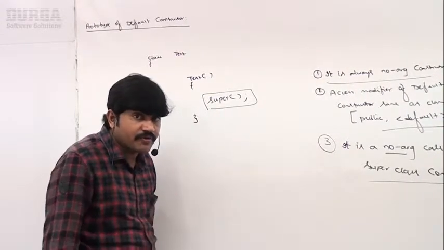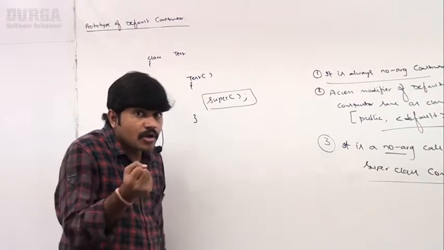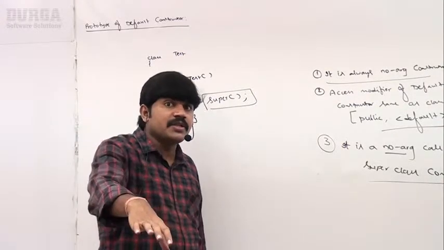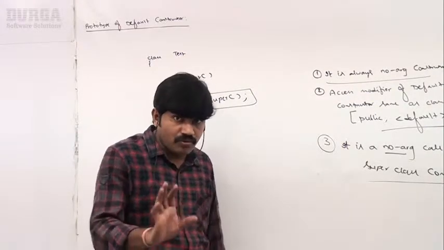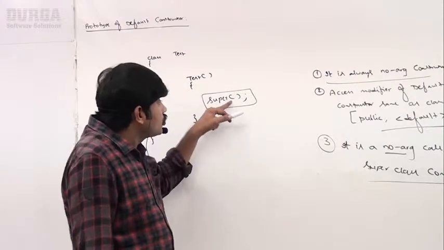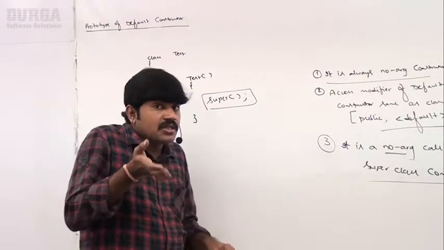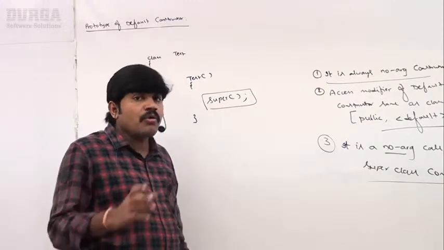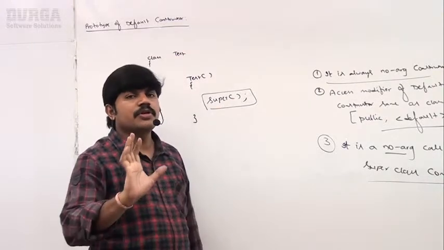Whenever we are creating a child class object, the parent class constructor will be executed automatically. There is one rule related to that, which we will discuss. Here super means it is a no argument call to the parent class constructor. That's what you should be aware of.